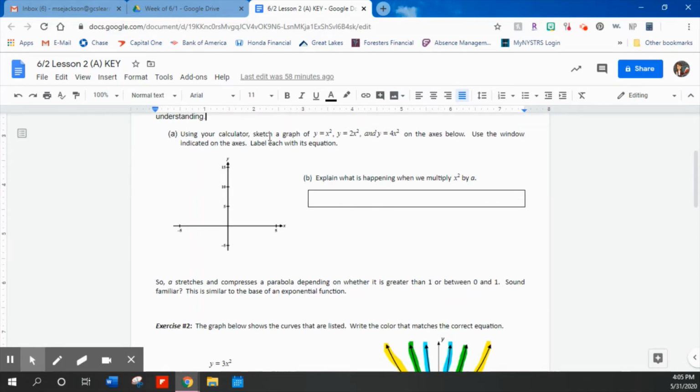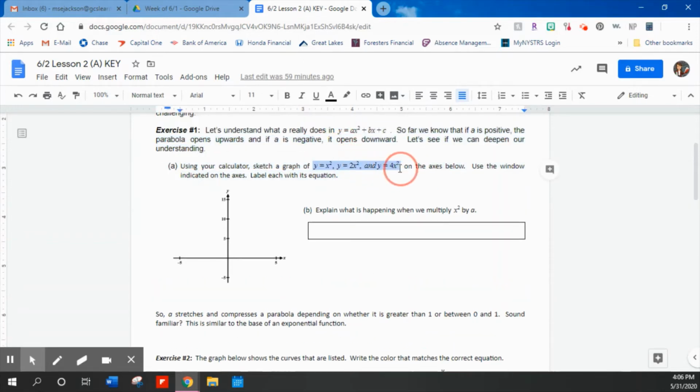It says, using your calculator, sketch a graph of y equals x squared, y equals 2x squared, and y equals 4x squared on the axes below. Use the window indicated on the axes. Label each with its equation. This is challenging if you're working off of the Google Doc. If you are doing that, I want you to type in all of these equations into your calculator at the same time.